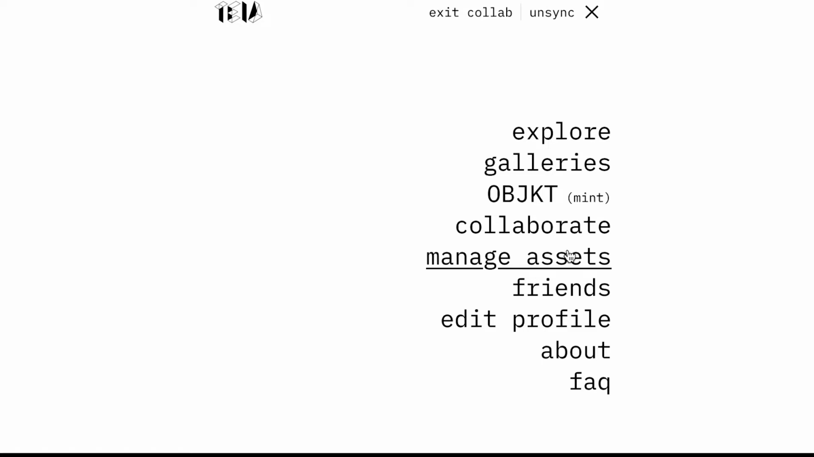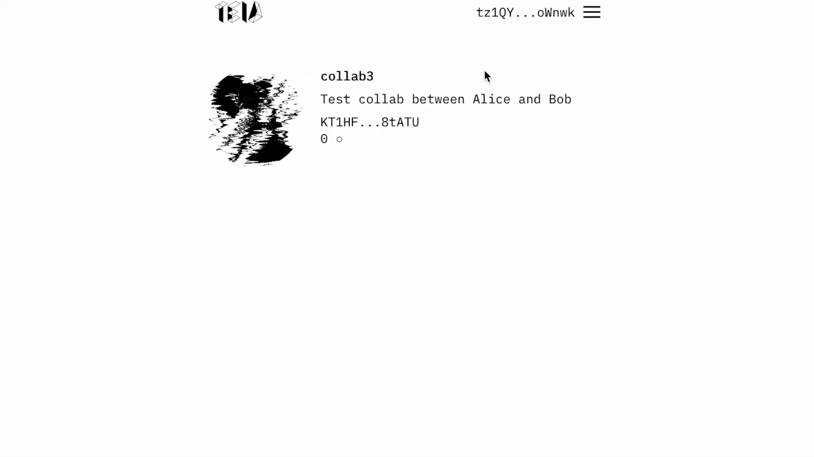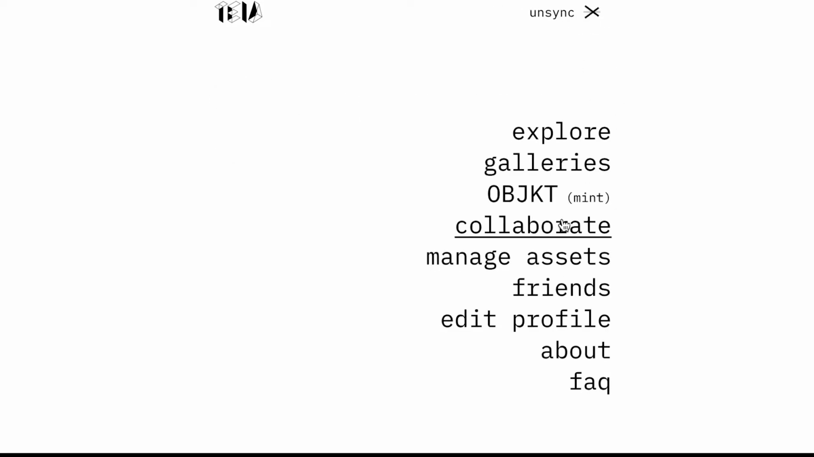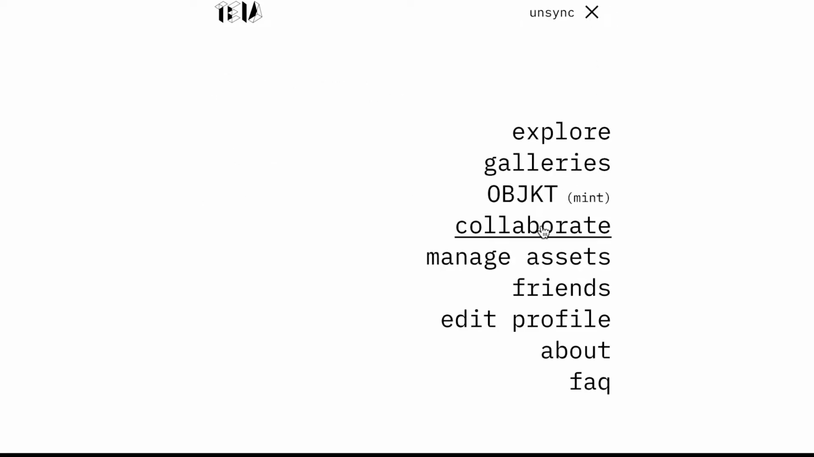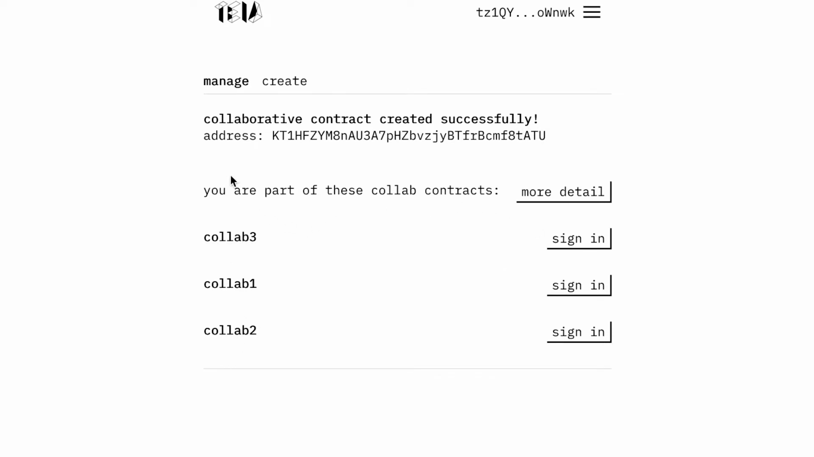The next thing is to create an object as the contract. Again, if you exit the collab, you are back to being your own user. So if you go to manage assets, you'll be seeing Alice's profile. If you now want to create an actual object as the collab contract, you have to go back to the collab contract. So how would you do that normally? You have to be the manager, you go back to collaborate, and again you have the list of collab contracts. This is where you sign into a collab.